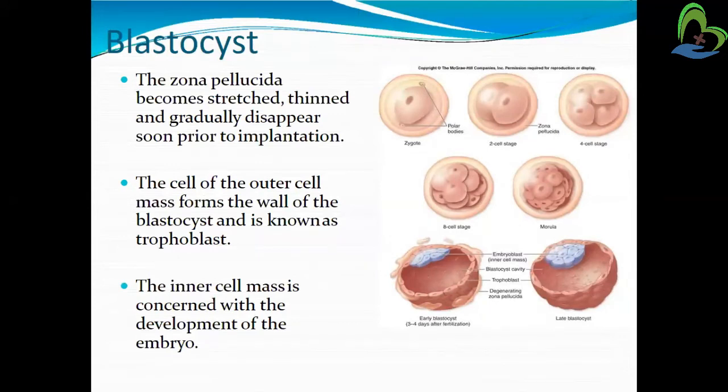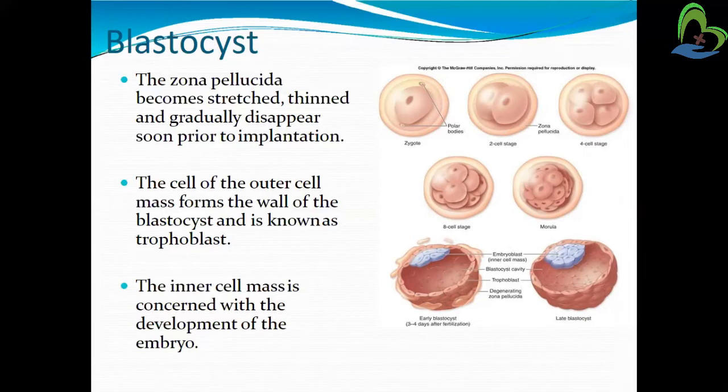What is the blastocyst? As we already discussed, the zona pellucida becomes stretched out and thin and gradually disappears soon prior to implantation. So before fertilization, the blastocyst will stay there, but once fertilization is completed, soon prior to implantation, the blastocyst cavity will disappear. Okay. So the cells of the outer cell mass form the wall of the blastocyst, and it is known as the trophoblast. So now the blastocyst cavity disappears and the trophoblast takes place.